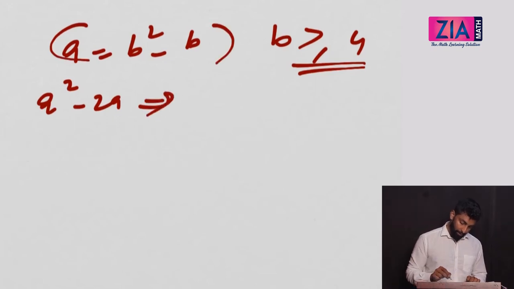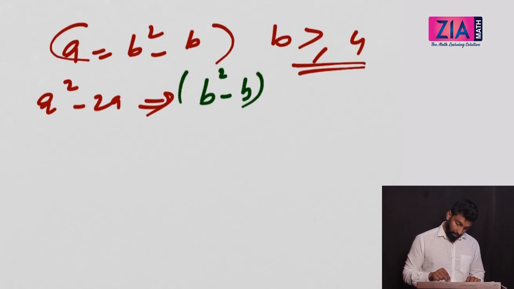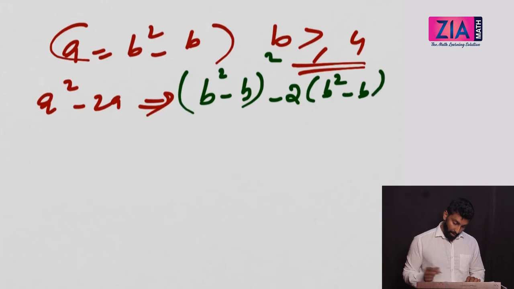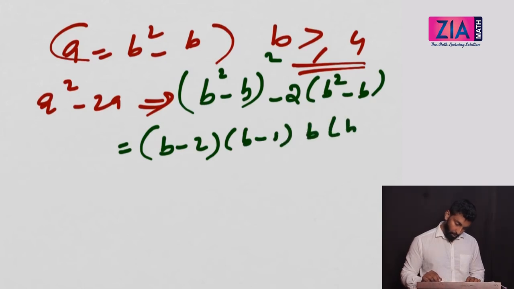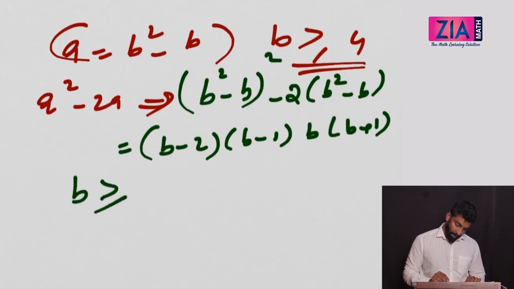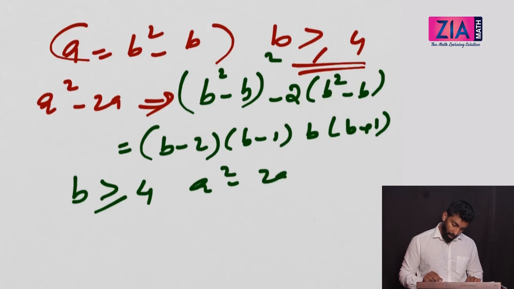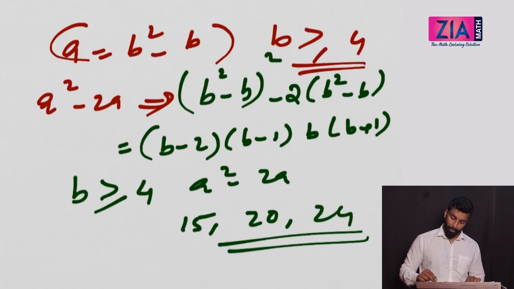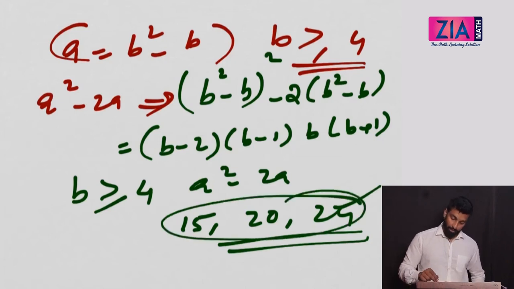What you need to do is substitute the value of a, which is already given: b square minus b whole square minus 2 into b square minus b. Now if you do this, you will get b minus 2 into b minus 1 into b plus 1. Now if you use different values where b is greater than or equal to 4, we'll find a square minus 2a is divisible by 15, 20 and 24. You can do it manually and check it. So all the above is the answer.